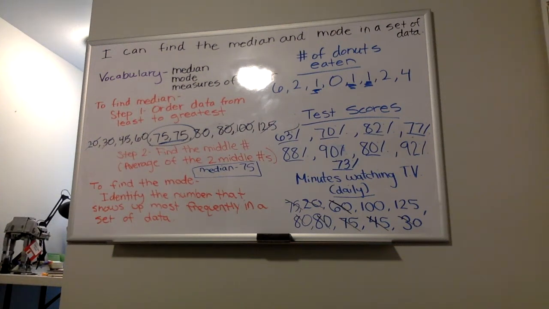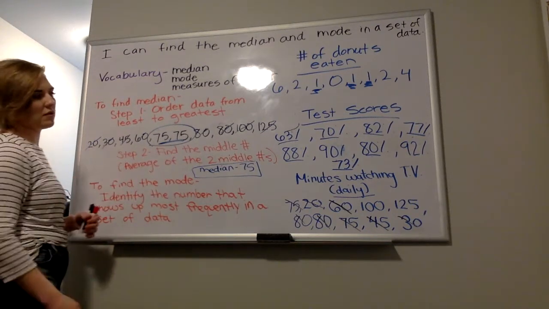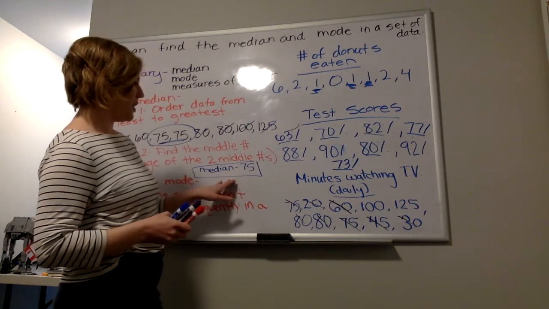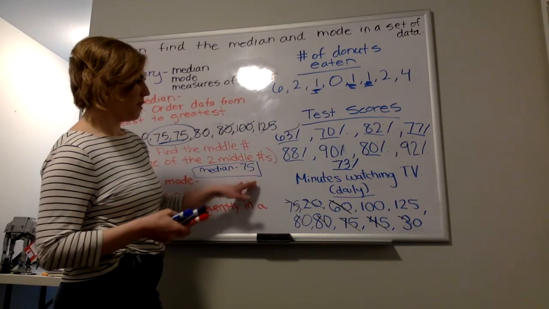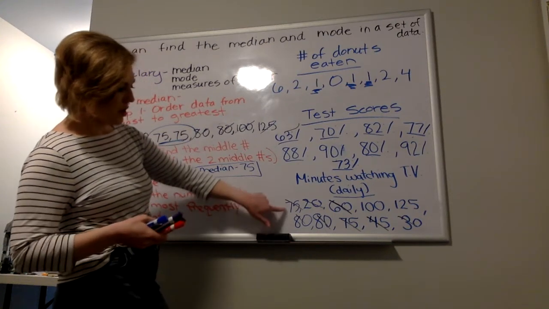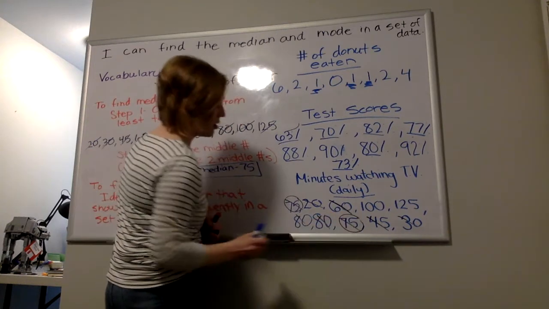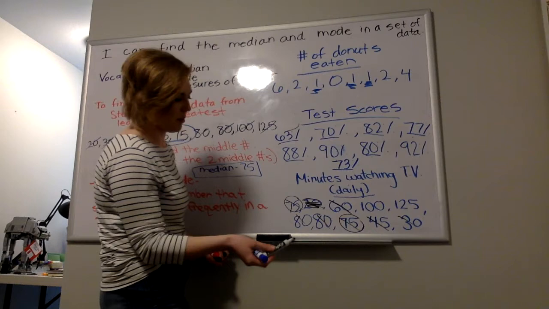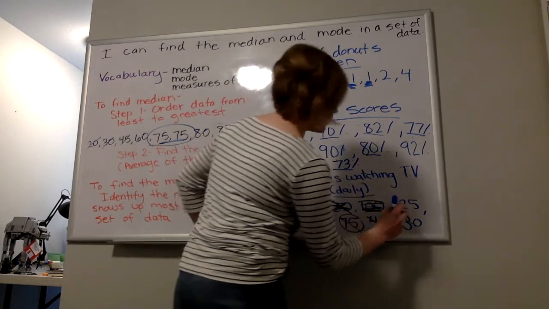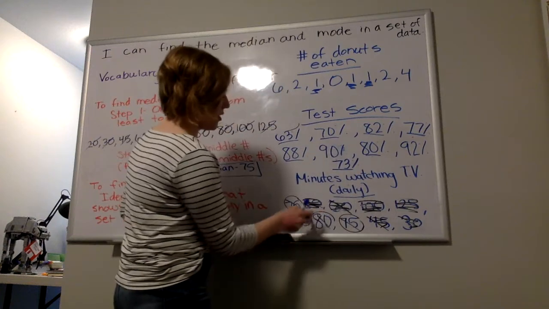Okay? And then now, to find the mode, we need to identify the number that shows up the most frequently in this set of data. Now, if I look at 63, oh wait, not over here, we're looking down here. So the median amount of minutes watching TV is 75 minutes. Now, let's look down here. 75 minutes shows up twice, so I'm going to circle that one. 20 minutes just shows up once, so that's not going to be the mode. 60 minutes only shows up once. 100 only shows up once. 125 only shows up once. 45 and 30 only show up once. And then there's 2 80s.